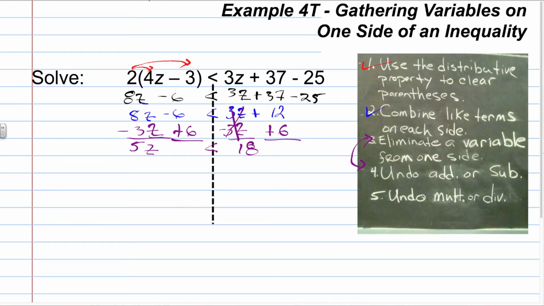Finally, I'm left to do this step right here, which is undo multiplication or division. I have to divide each side by 5 because it's 5 times z. So that leaves me with a final answer of, the 5's cancel out, and it should be z there.